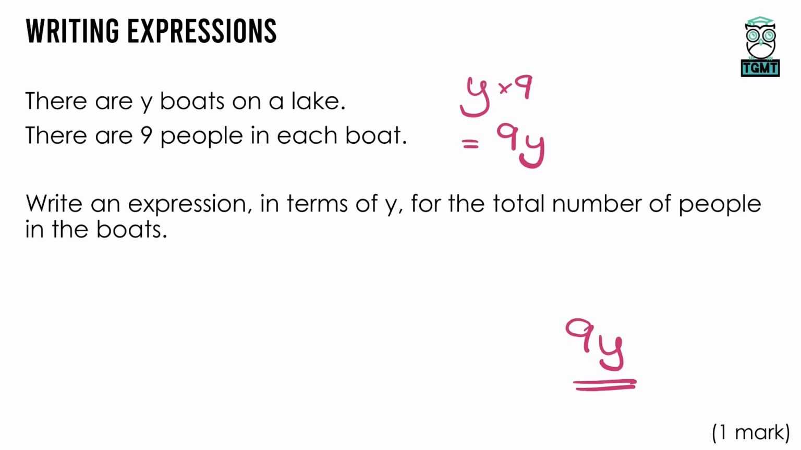A few different types of things could be involved. It could say that there is 9 more than something or 9 less than something, and in those circumstances you would use plus 9 or minus 9, but this particular one was looking at a multiple. There are y boats, there are 9 in each boat, so you would multiply to get the total for this one.